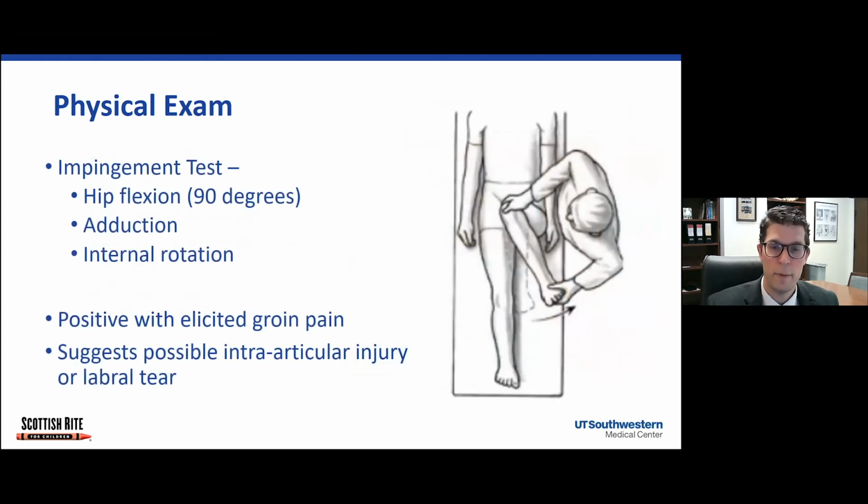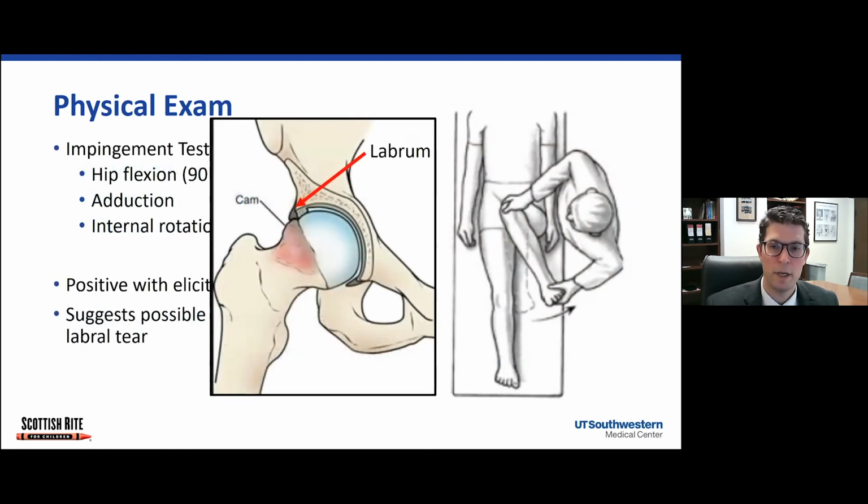We can also look for hip impingement by bringing the hip into 90 degrees of flexion, adducting it, meaning bringing it towards the midline, and internally rotating it. What we're trying to reproduce here is hip impingement, where we see collision of the femoral head or neck against the socket. If this creates pain, there may be a cartilage injury, such as a labral tear or other cartilage tear, and we're reproducing that pain by creating that collision of the ball against the socket.